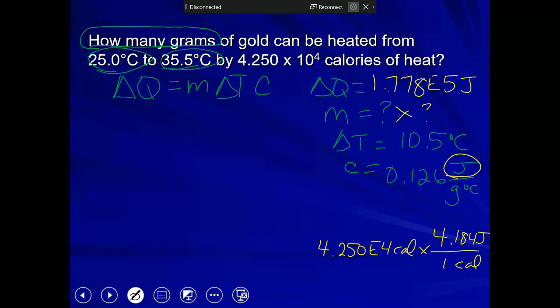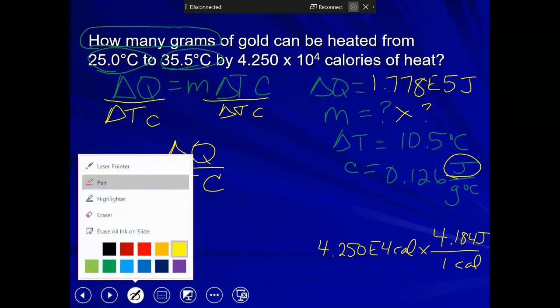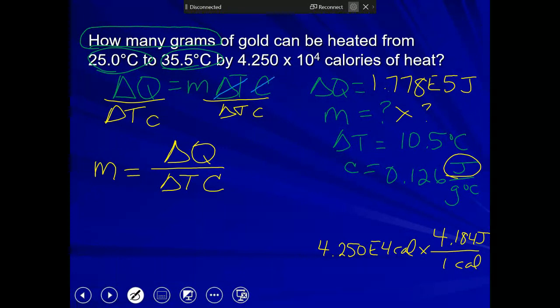See, this is my unknown, right? So I've got to do a little algebra. I've got to divide both sides by delta T and C, because the mass is going to be equal to the change in heat over the change in temperature times the specific heat. You see how these dropped out?